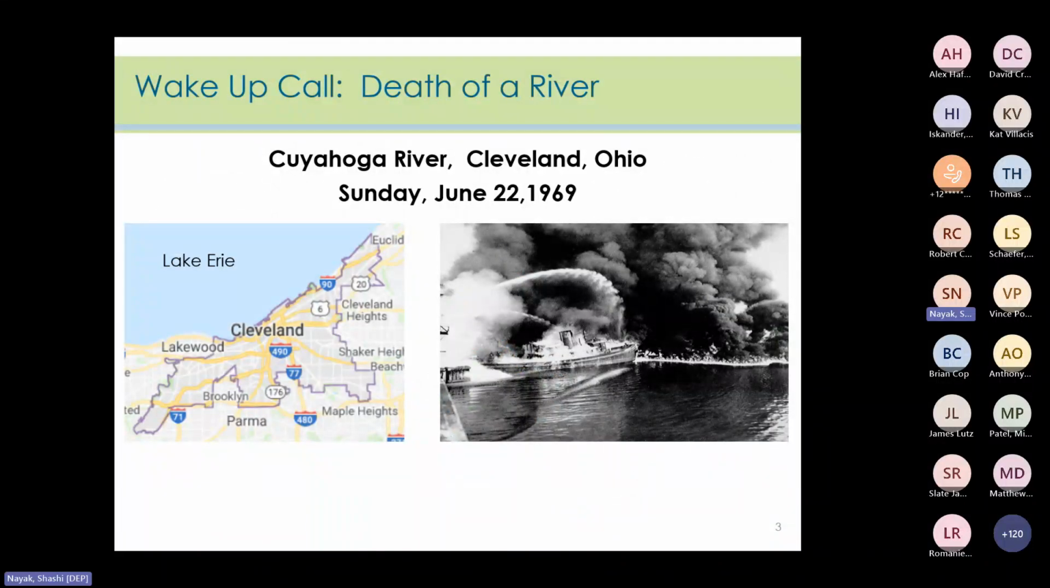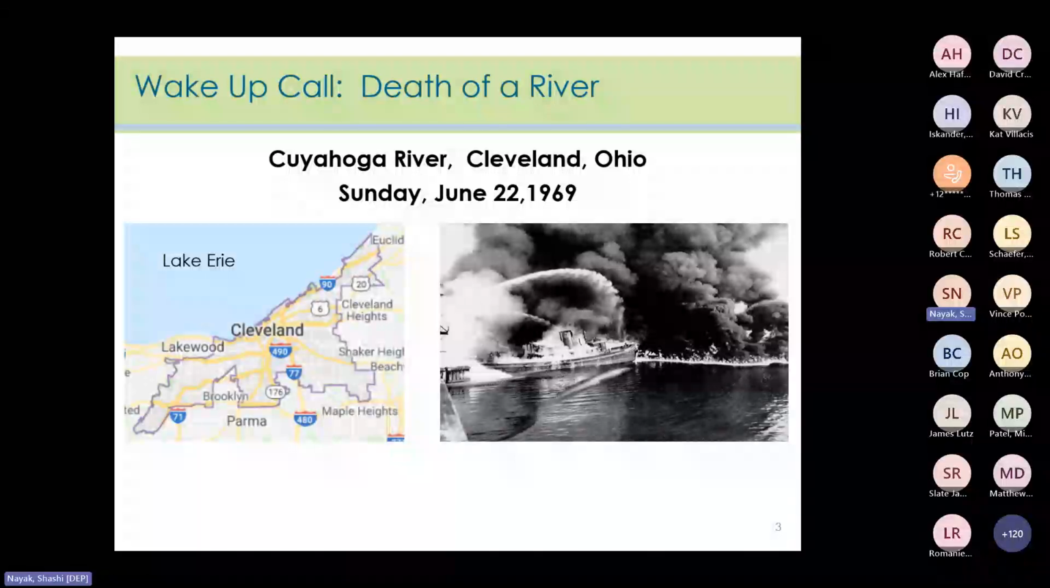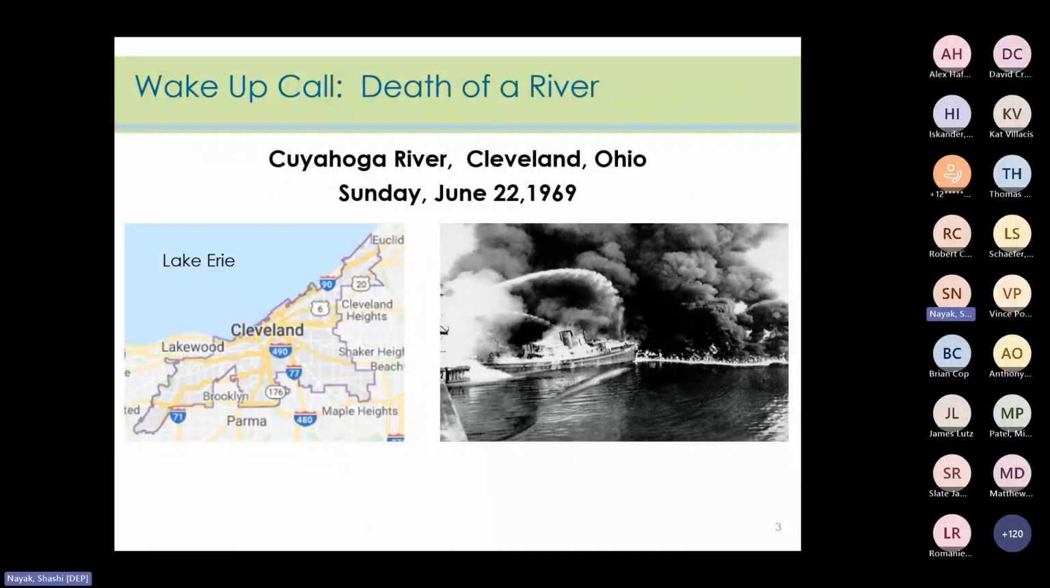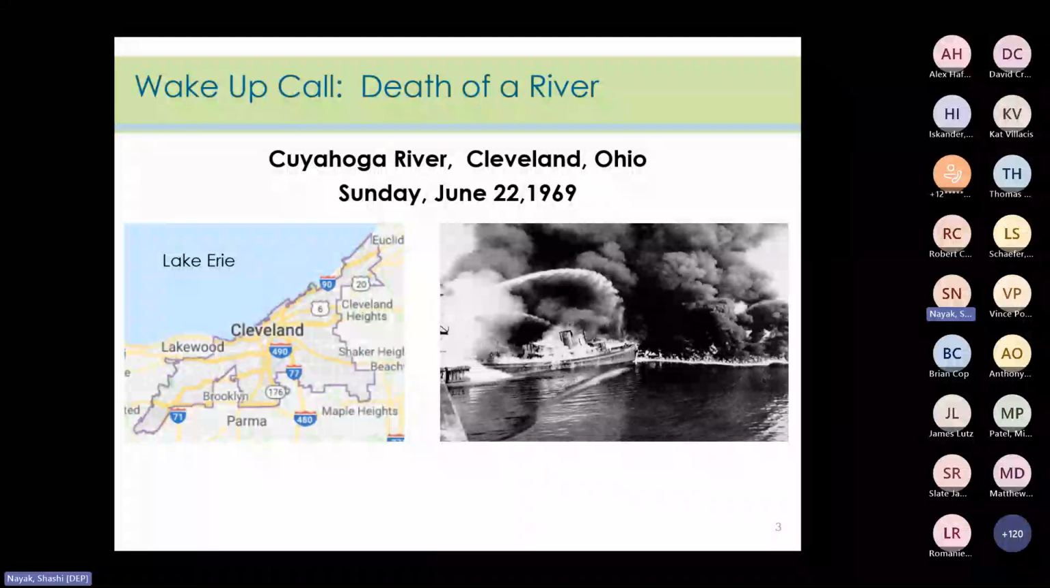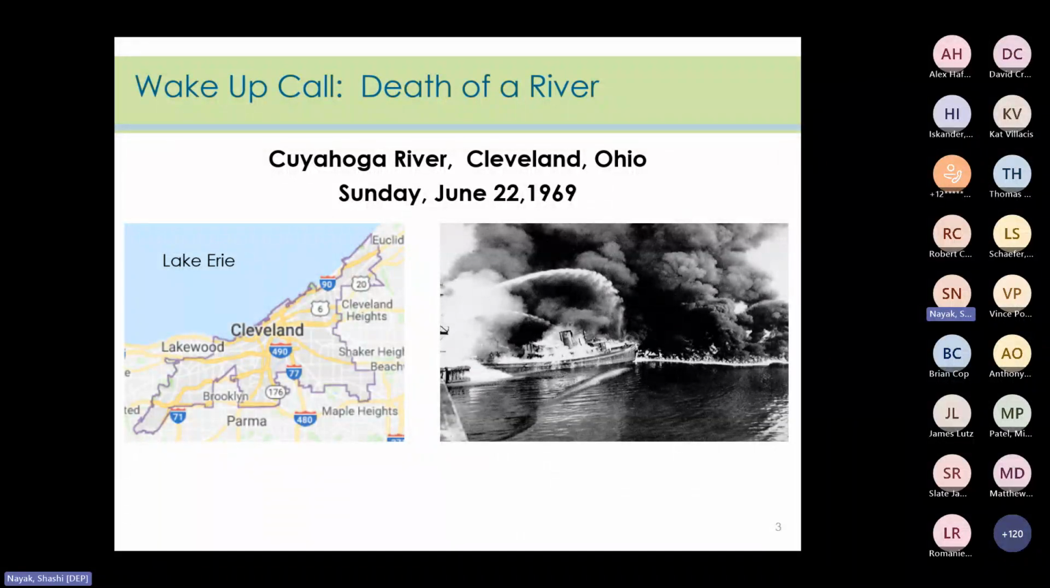Now, let's fast forward about 20 years later to Cleveland, Ohio. The Cuyahoga River runs north through the heart of Cleveland towards Lake Erie and was a historical shipping route. At the time, Cleveland was emerging as a major center for manufacturing, and because of this, the river became heavily affected by industrial pollution to the point that it was covered with oil and debris.